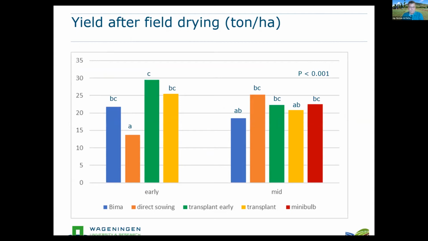So the same picture: an early experiment at the end of the wet season, start of the dry season, and then mid was the really dry season. And there too you can see that the Bima was performing quite well, especially at the early experiment with a yield over 20 tons per hectare, dried yield, not fresh. Also there, the direct sowing at the early stage was performing less well than in the mid experiment. So also the conclusion here is that transplants will always perform, but direct sowing really depends on the season.